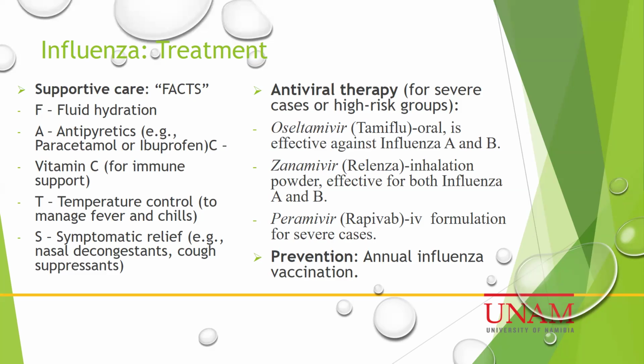For severe cases or high-risk group individuals, patients with cystic fibrosis or patients with immunocompromised status, you may want to give them antiviral agents. Tamiflu, or Oseltamivir, is an oral agent, and it's effective against influenza A and B viruses. We have Zanamivir, Relenza, an inhalational powder, which is also effective for both influenza A and B, and Peramivir, Rapivab, is the IV formulation for patients who may not be able to tolerate orally.